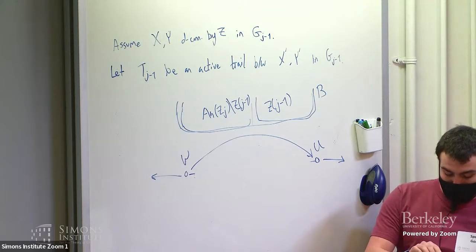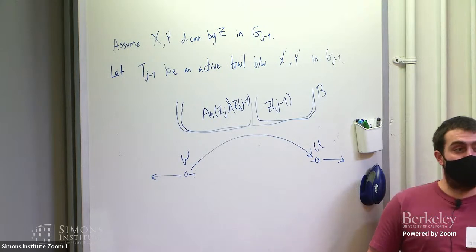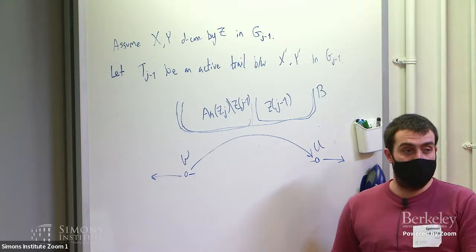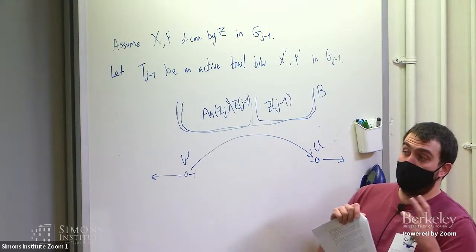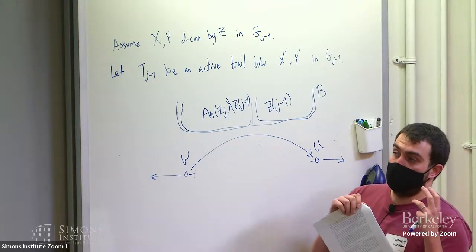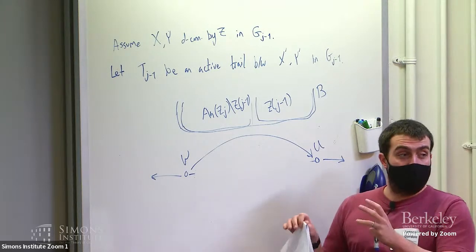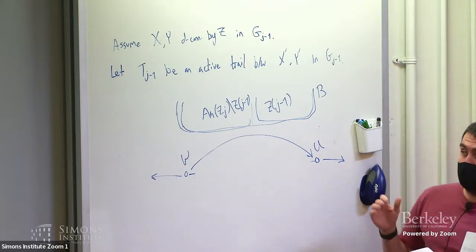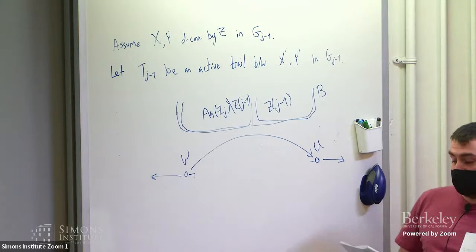Yeah. So what about the other direction? How do we know we haven't accidentally introduced a bunch more active trails, and that deseparations in GJ-1 are not preserved in GJ, right? So all we've shown so far is that deconnections are preserved, but we also want to show that deseparations are preserved.